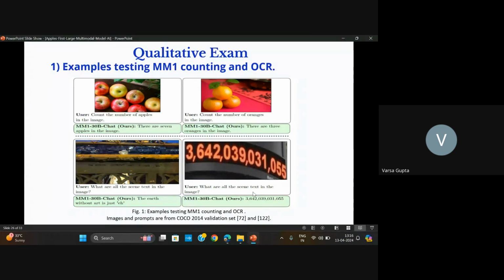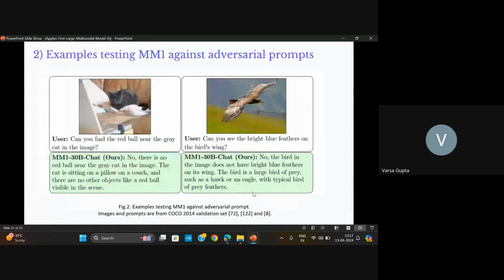And also in the last row, it shows the MM1 OCR capabilities. An image is given, and the user gives the prompt, what is the scene text in the image. The model responds with "the earth without art is just eh", which is written in the image. And similarly in the second picture. So this shows that MM1 can perform counting, I mean, it can detect objects in the image, and also it can perform OCR things.